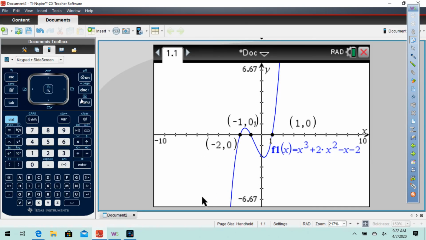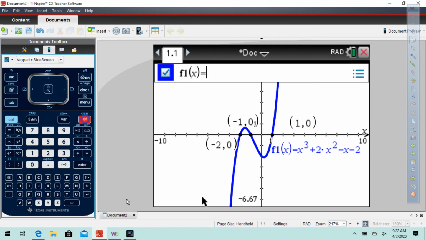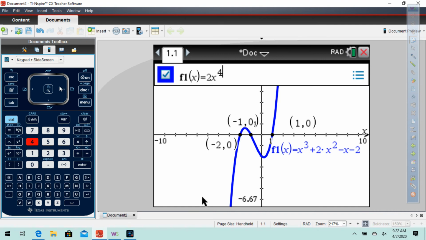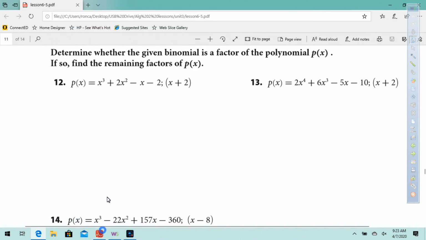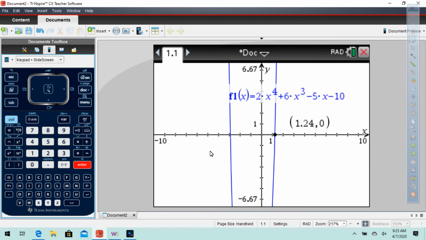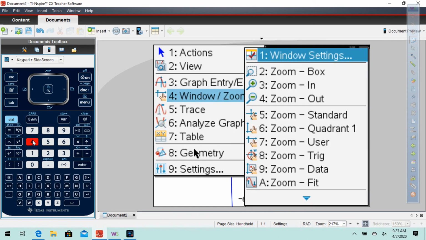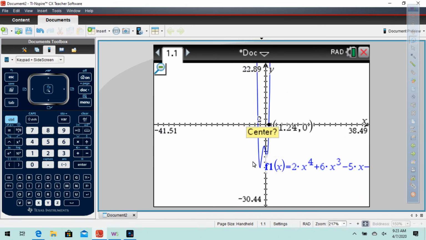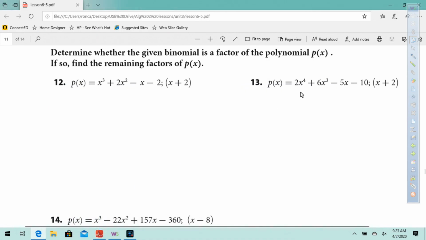Let's try number 13. Again, I'm just going to go and graph it. What do I got? I got 2x to the 4th plus 6x cubed minus 5x minus 10. Now, this says to the 4th power, right? So there should be 4 factors. Well, look, there's actually only 2, right? And you go menu, 4, and you zoom out.